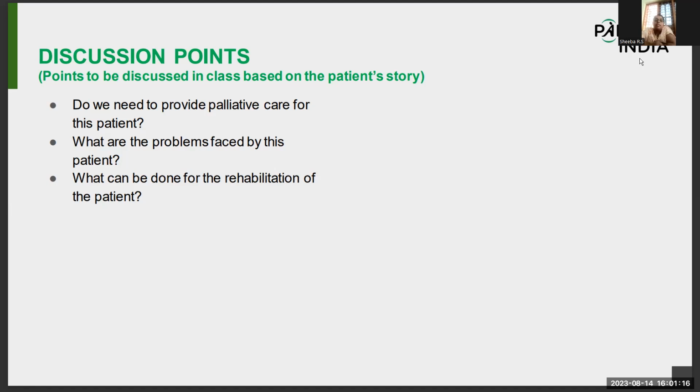So just think about a 25-year-old man suffering with paraplegia, maybe met with an accident and followed by paraplegia, lot of problems. So you have to think about the four aspects. What are the physical problems? What are the psychological problems? What are the social and spiritual problems he might develop? Just share your thoughts.